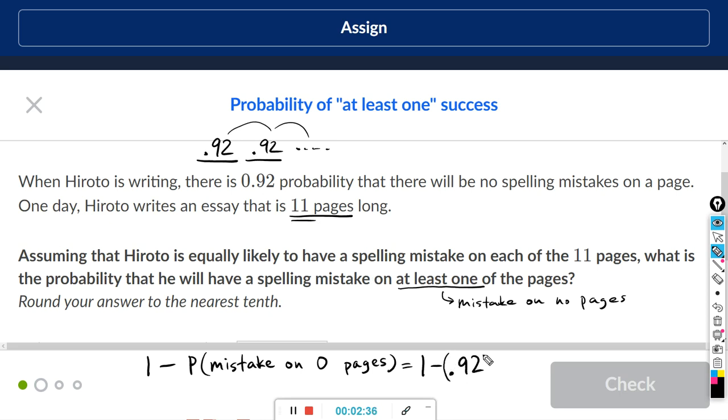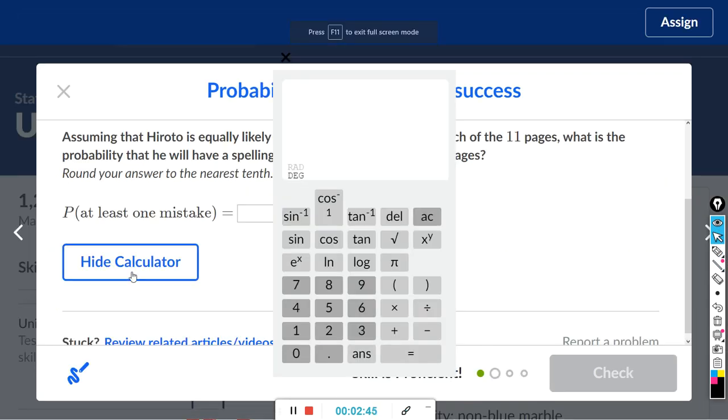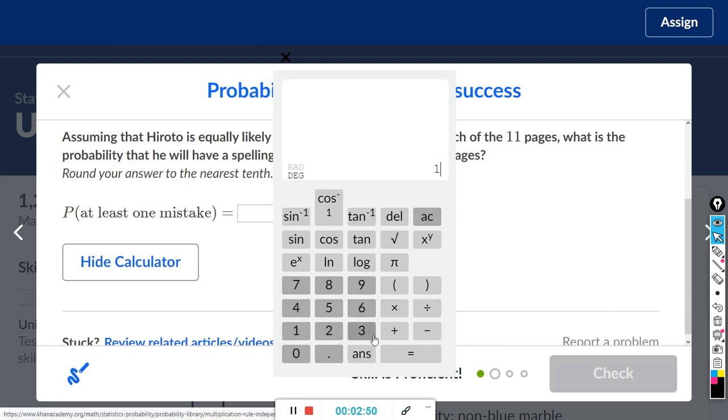1 minus 0.92 to the 11th power. So we're just going to do that on the calculator. Okay, so I clicked show calculator, but of course you can use your own. And I'm going to do 1 minus 0.92, and this is for the exponent right here, the x to the y button, and I'm going to make that to the 11th power. So it's 1 minus 0.92 to the 11th power. Okay, and when I hit equals, it's a pretty big decimal.